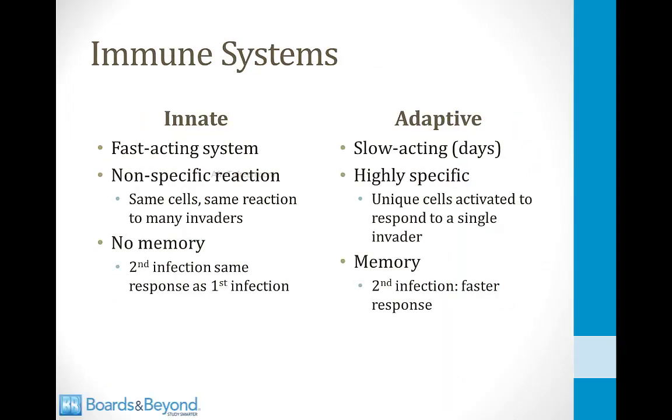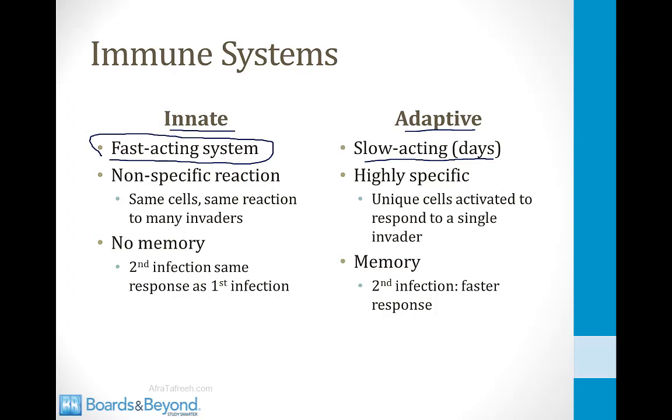So on this slide, I've summarized some of the key differences between the innate and the adaptive immune systems. The innate immune system is a fast-acting system. It is standing by, ready to attack any pathogen immediately if it gets beyond the skin and the mucous membranes. In contrast, the adaptive system is slow. It takes a few days to mount its response. But as I said before, once it does, it's a much more powerful response than what you get from the innate immune system.